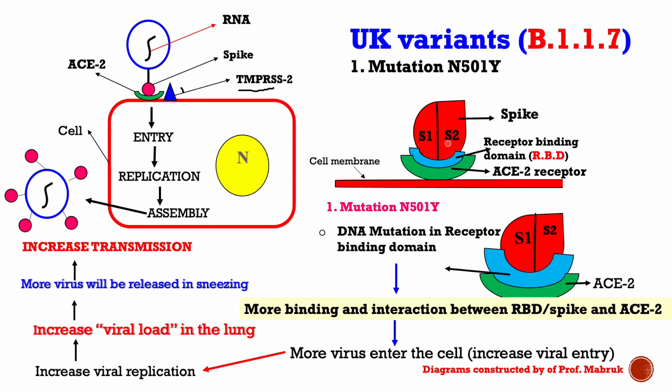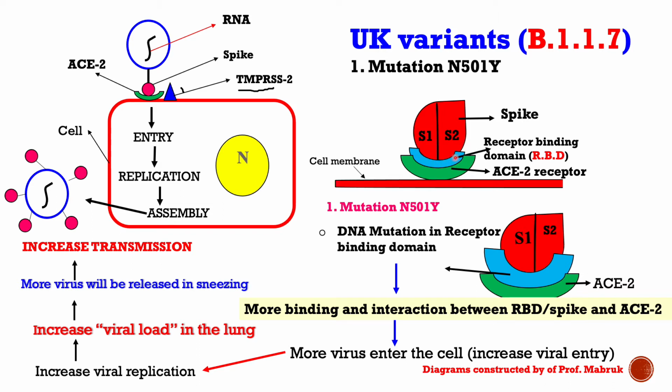The second component of the spike protein of coronavirus COVID-19 is what we call S2, which I'm pointing at with my laser pointer. The third component of the spike protein is what we call the receptor binding domain, or RBD, which you can see here in blue color.